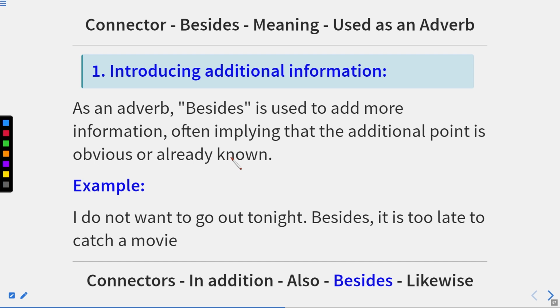Introducing additional information. As an adverb, besides is used to add more information, often implying the additional point is obvious or already known. For example, I do not want to go out tonight. This is the statement. Besides, it is too late to catch a movie. And this is also the point. So we are using the word besides to show this additional point.